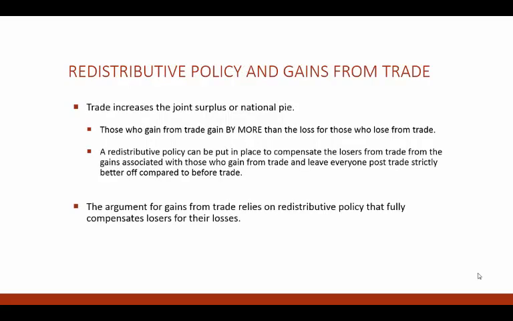However, because the joint surplus is larger under trade than otherwise, those who gain, in this case home consumers, can fully compensate those who lose, that is, home's producers, and both parties can be made strictly better off compared to the situation before trade. Thus, trade by increasing national welfare could, with carefully planned redistributive policy, potentially result in making everyone ultimately strictly better off than under autarky. This is why we argue that trade provides gains.